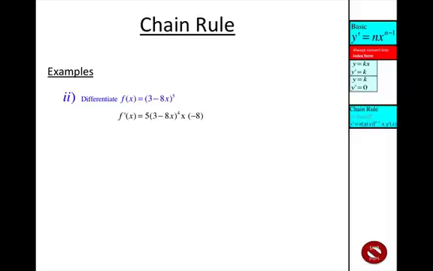So we now times through our loose terms, as I like to call them, and that leaves us with minus 40 outside of (3 minus 8x) all to the 4. And that's the derivative. Done. Next one. Okay, differentiate f of x equals (3 plus 2x) all squared.